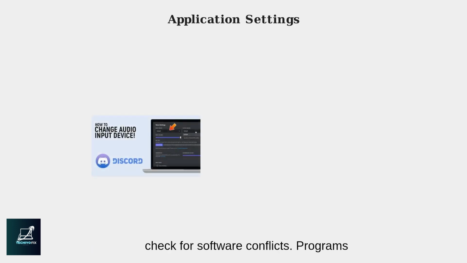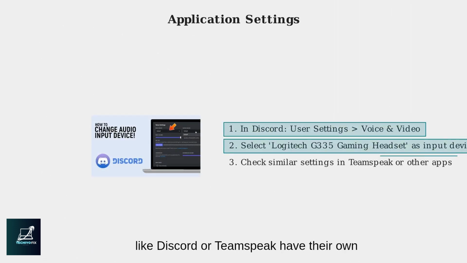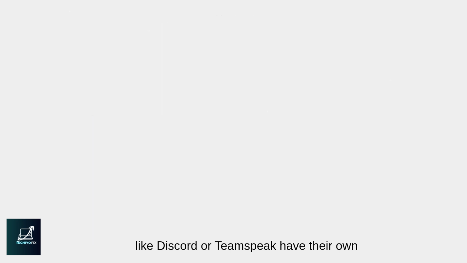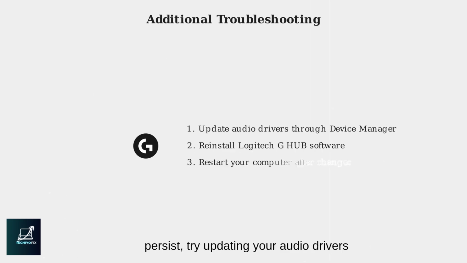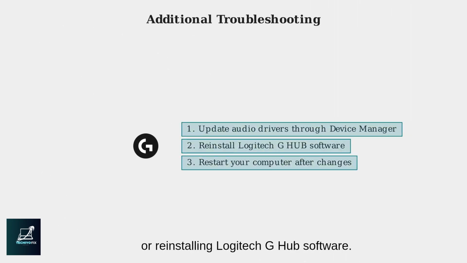Also, check for software conflicts. Programs like Discord or TeamSpeak have their own input settings that might override system defaults. Make sure the G335 is selected as the input device within these applications as well. If problems persist, try updating your audio drivers or reinstalling Logitech G Hub software.